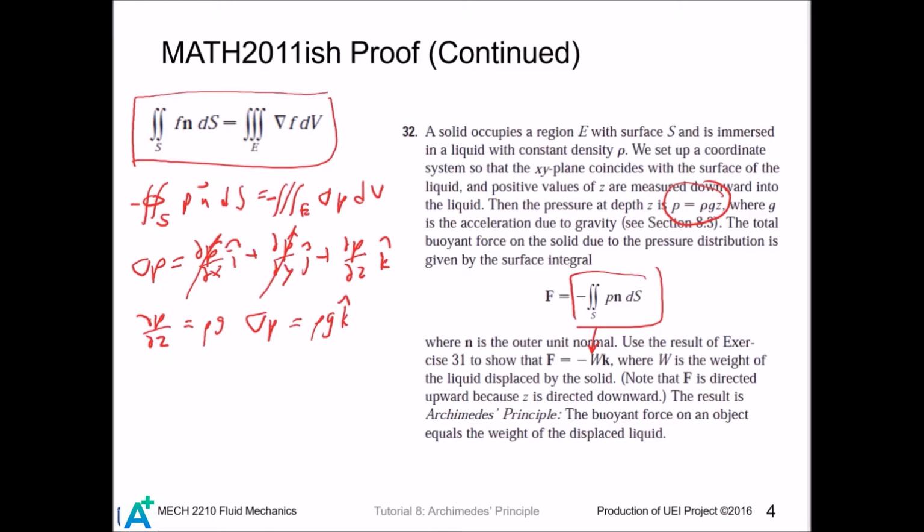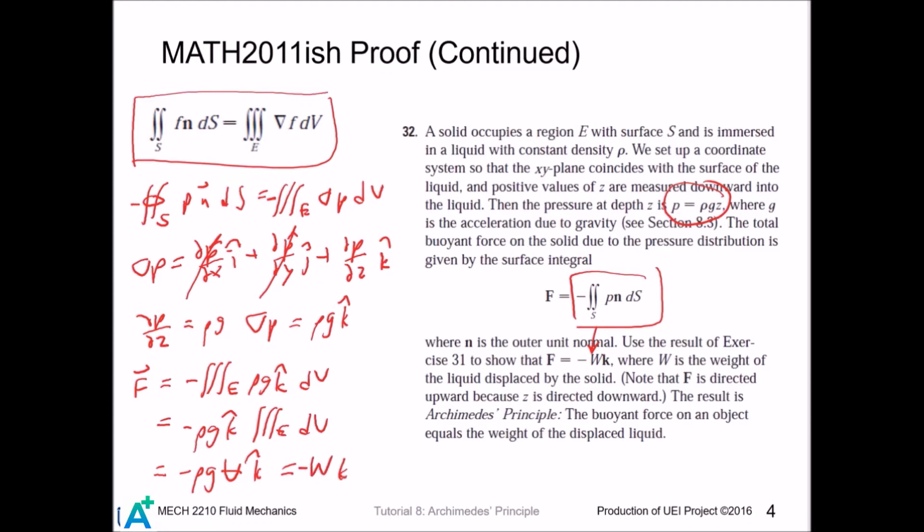And we plug in and we find that F equals negative integral of rho g k dV. And these are just constants. So what's left is the volume of the solid, and that is the weight of the solid.